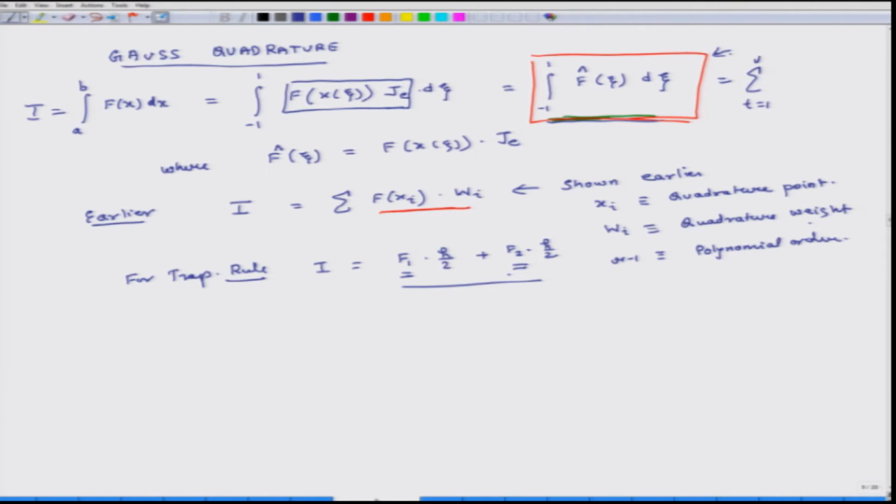the sum with i equal to 1 to r, just putting a new index, of f hat of zeta i, where f hat is f of x expressed in terms of zeta times the Jacobian, times Wi.